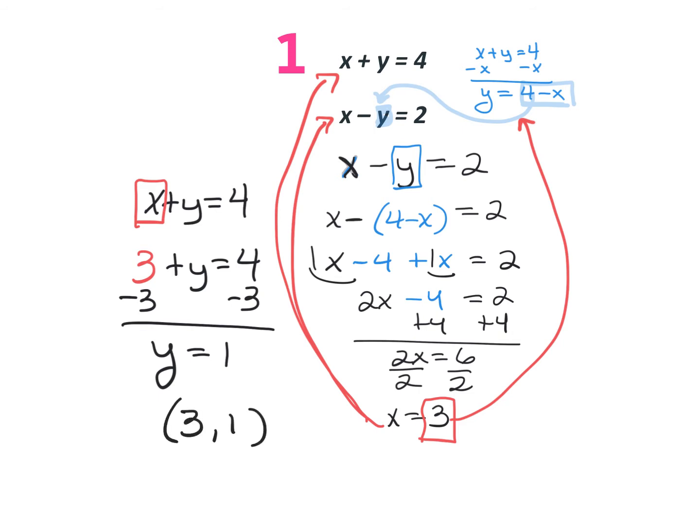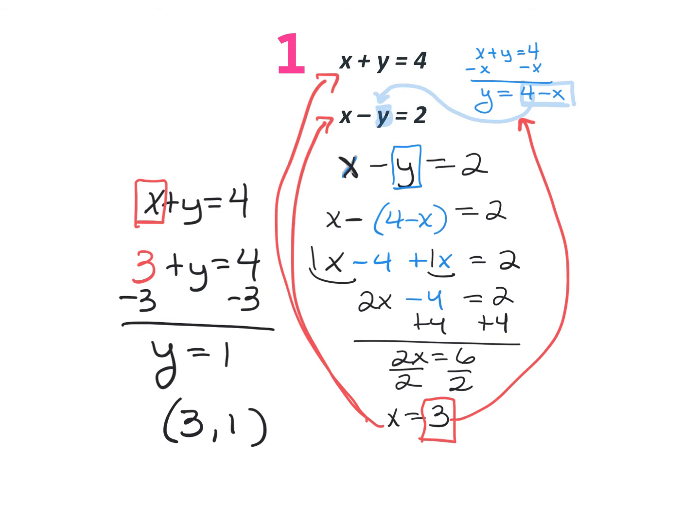Now, it's very important that you're nice and neat because sometimes you may not solve for x first. Maybe you'll solve for y first. So it's important that you're labeling what you're solving for. Don't be real messy because it can mess up your ordered pairs.